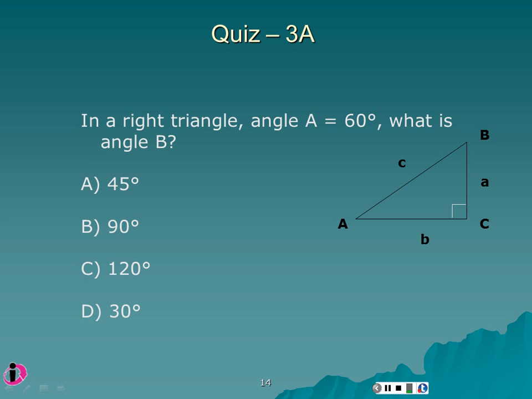Remember the total. What is the total? So you can find it from there right away. It must be 30 degrees then, because this is 90, this is 60, so together it makes 150, right? So this is 90 and this is 60. It's 150, so what's left is only 30. So B must be 30 degrees, so the right answer is D.